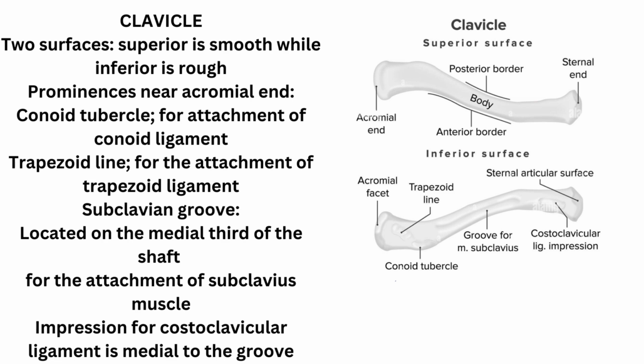The medial third of the shaft bears the subclavian groove for the attachment of the subclavius muscle. Medial to the groove is the impression for the costoclavicular ligament. This is a depressed and oval area that attaches the clavicle to the first rib.